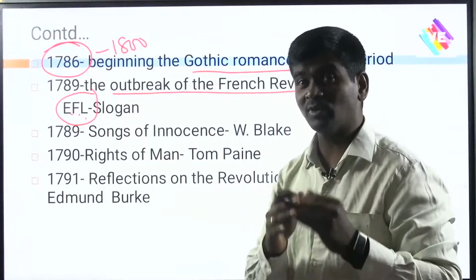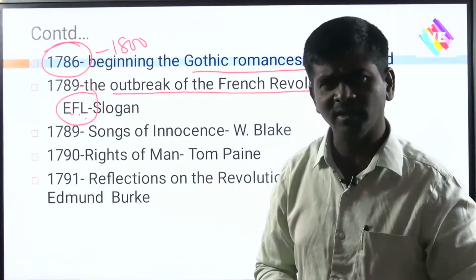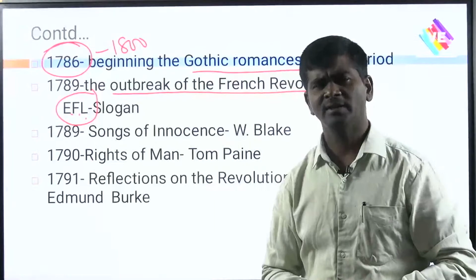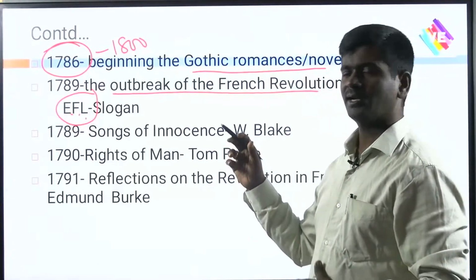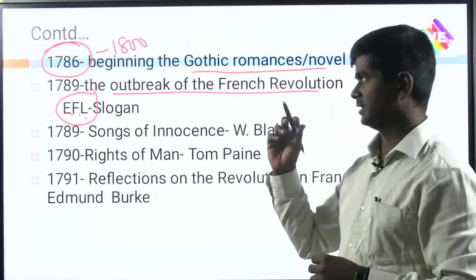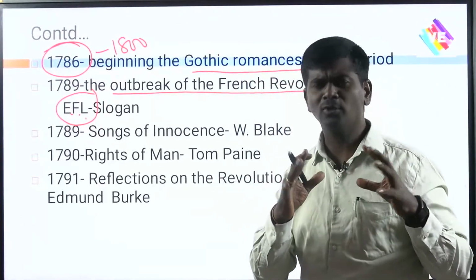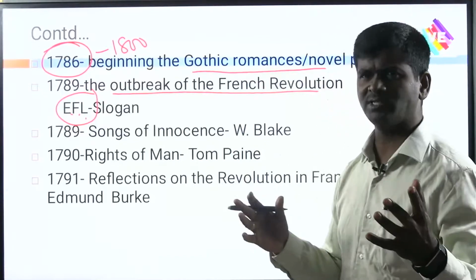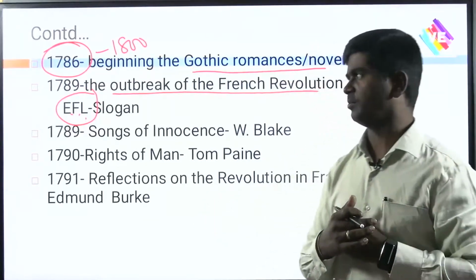For equality, for fraternity, for liberty, common people revolted against the king and killed everybody, kith and kin of the family of the kingdom. So that is the story of the outbreak of the French Revolution, which influenced all the romantic poets. They were greatly influenced by the activities of the common people, the activities of the downtrodden communities. This is very important.